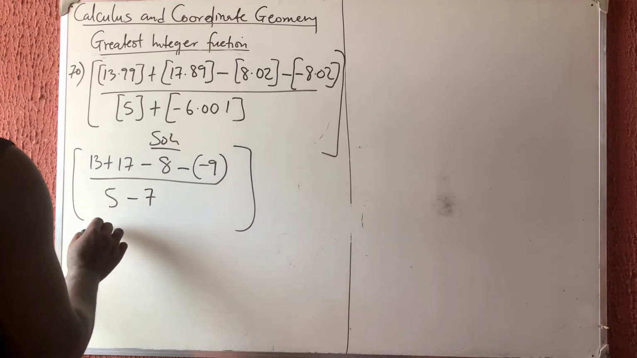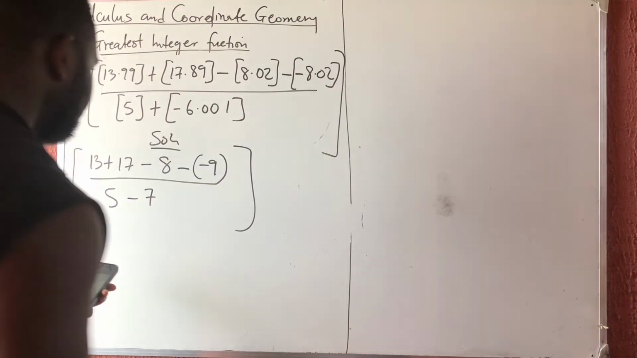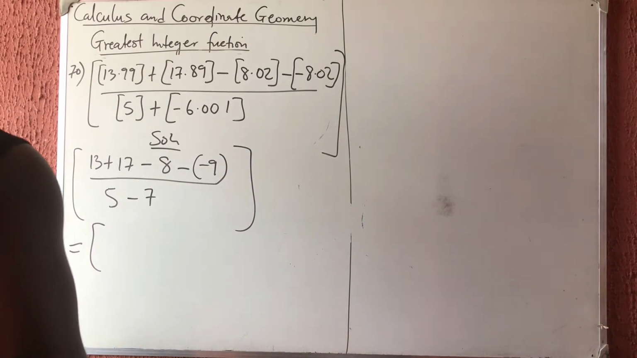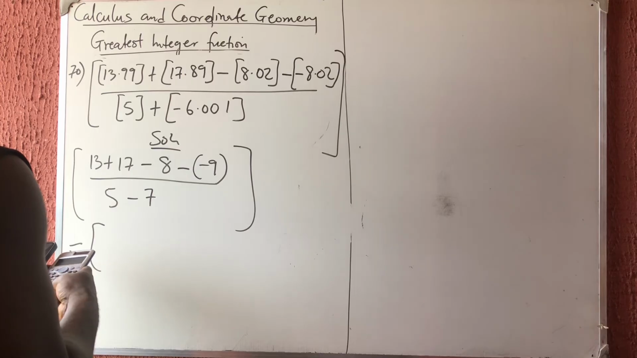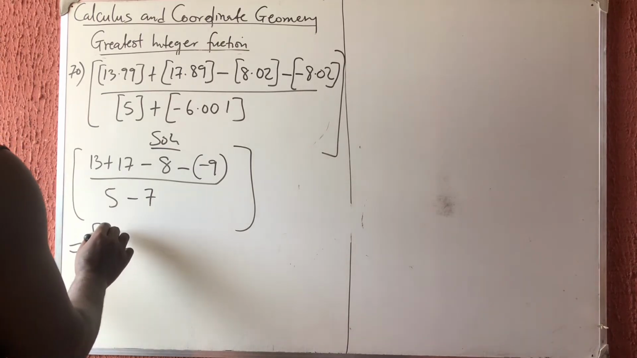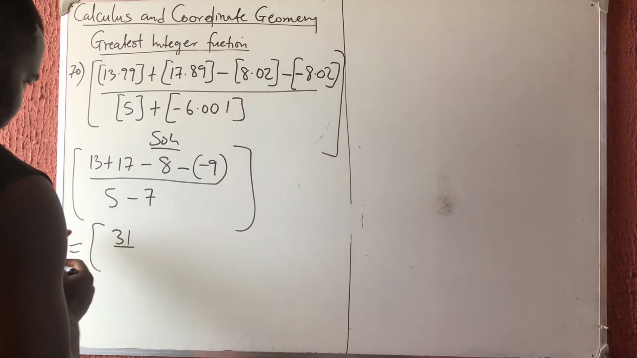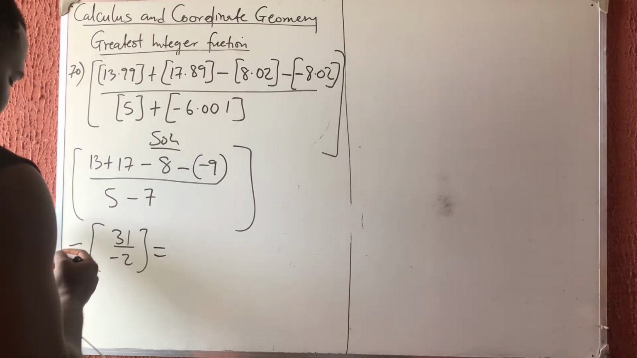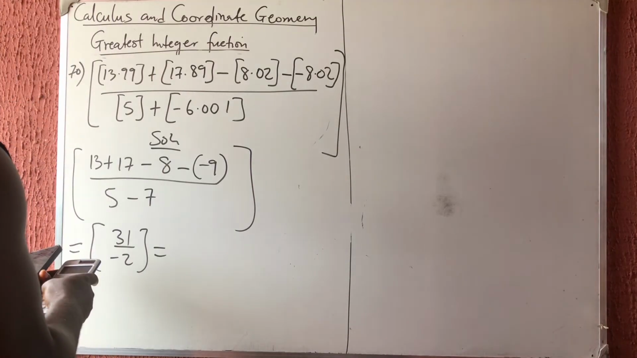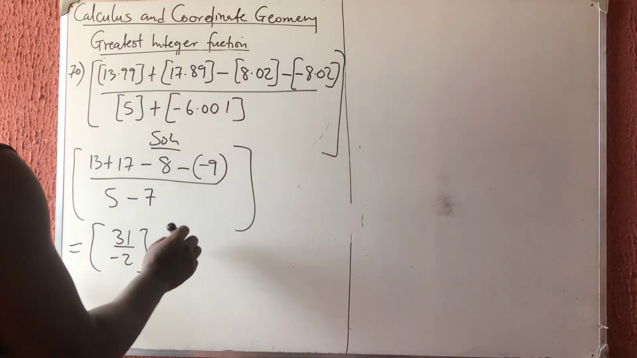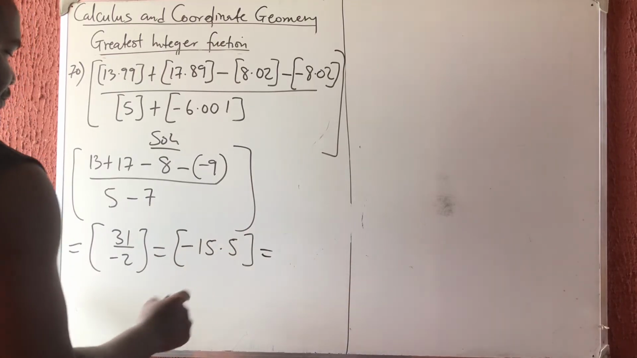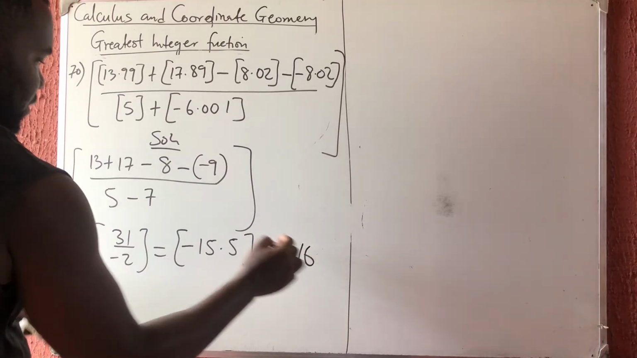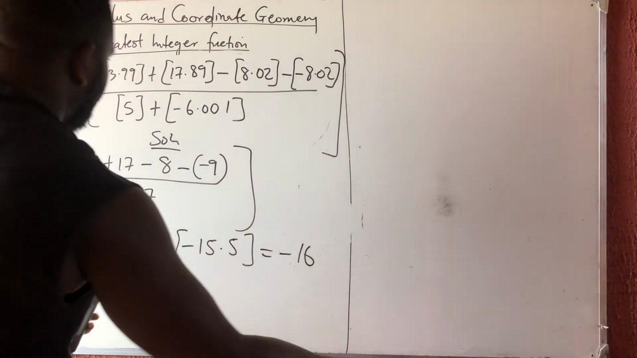So let us do that. Minus is plus, so this is 13 plus 17 minus 8, then plus 9, which is 31. So I'm having 31 over minus 2. 31 divided by minus 2, I'm going to have minus 15.5. So I'm having the greatest integer function of minus 15.5. I told you before, this is negative, so it's going to be minus 16. Okay, so that is that for question number 70.